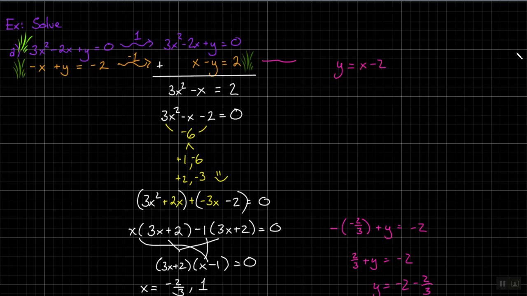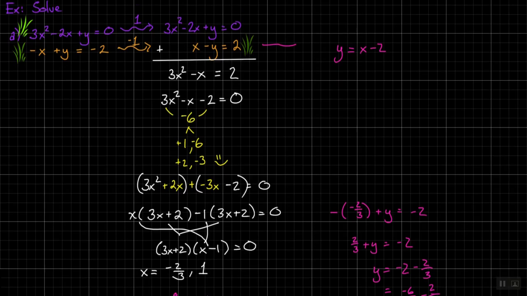And then what do we just find for our first x? So it could be 1, whichever one you wrote first. Mine is -2/3 first. So when I do this, I'm just going to say y is -2/3 minus 2, and we're going to get -8/3. Okay. And then same thing happens with 1.